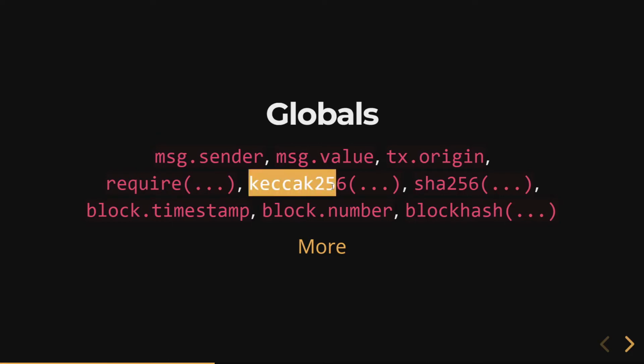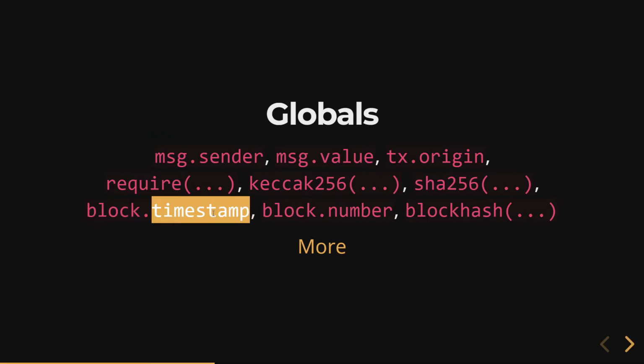Then we have Keccak. I'm not entirely sure how to pronounce this. 256, that is the hash that Ethereum uses natively. SHA 256. Keccak 256 is a modified version of SHA 256. Both of them are available to you though.